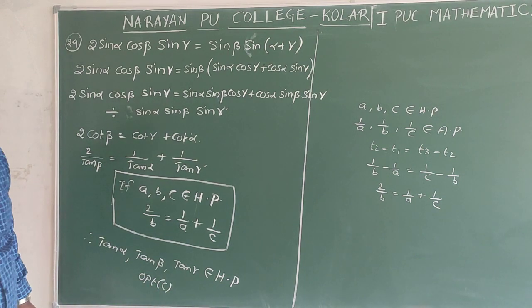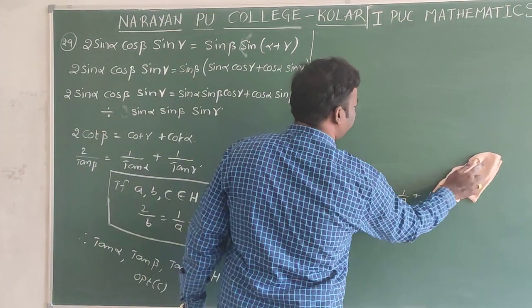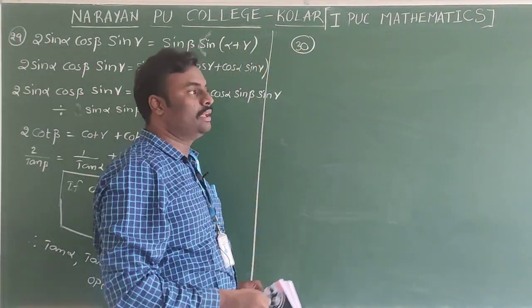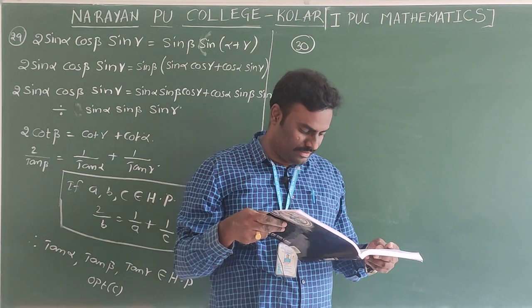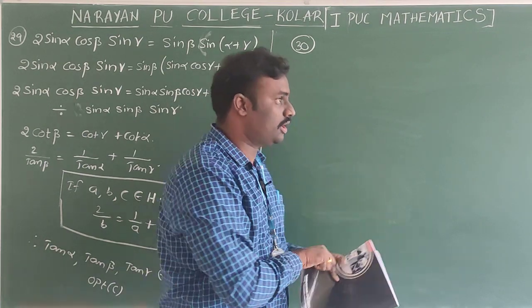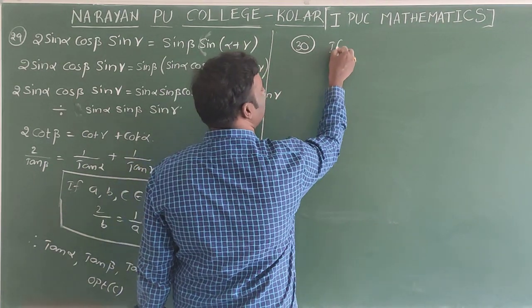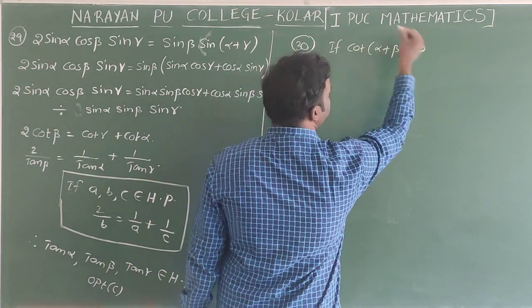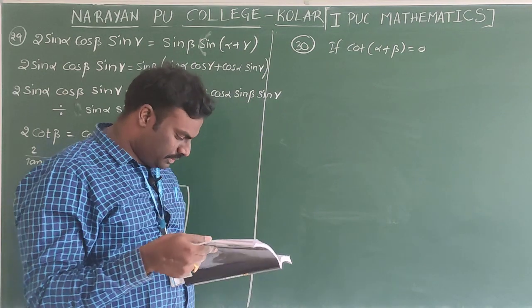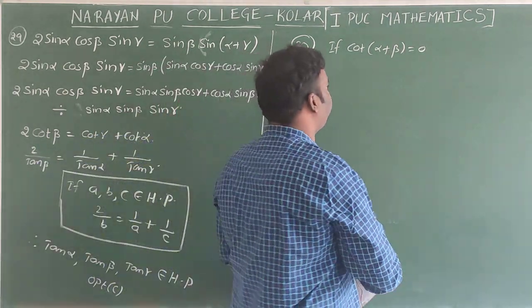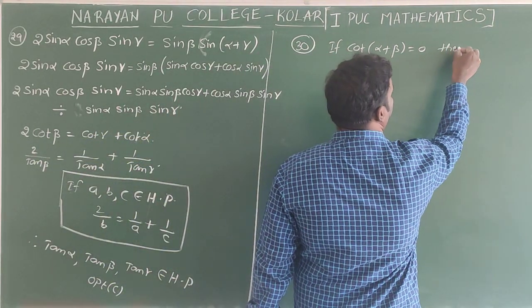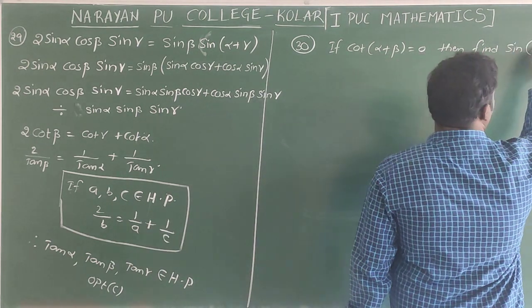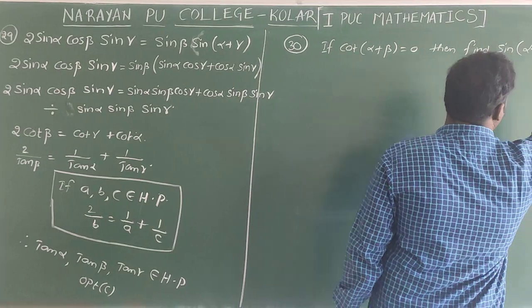29, option C is the correct answer. Next, we will discuss question number 30. In this question number 30, they have given that cot of alpha plus beta equals 0. From this you need to find sine of alpha plus 2 beta.